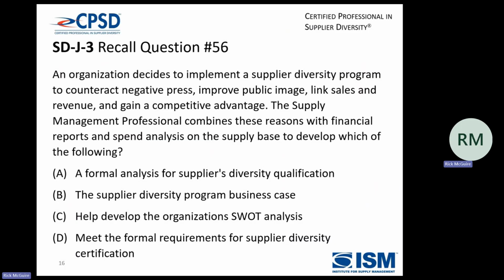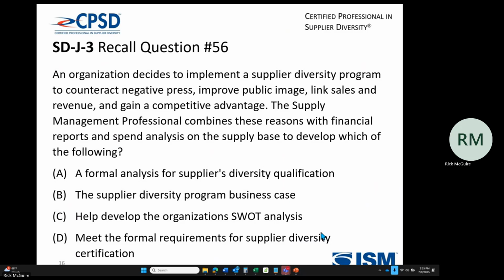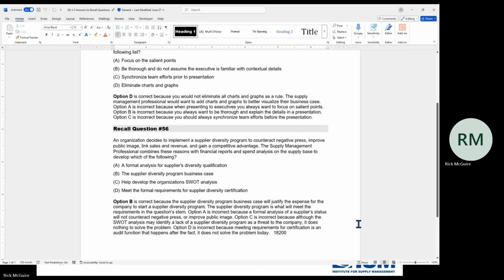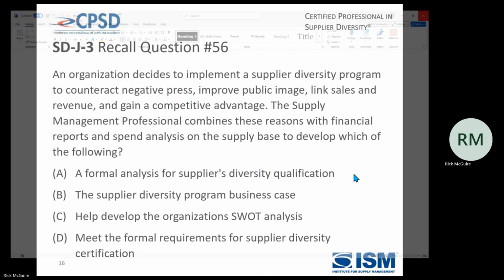A formal analysis for suppliers' diversity qualification. No. The supplier diversity program business case, that's a possibility. Help develop the organization's SWOT analysis. No. Meet formal requirements, supplier diversity certification. Nope, it's got to be B. And B it is.